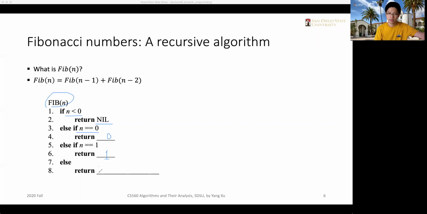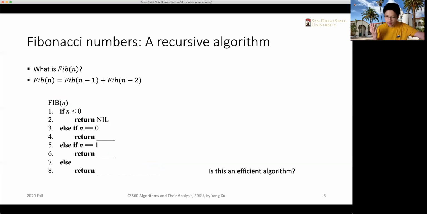So we can put the same function's name here, right? But on a smaller case, which is n-1, and plus the same function on the, I'm not going to write it, but on the n-2 input, okay? So this is a quite straightforward implementation, thinking from a recursive perspective.